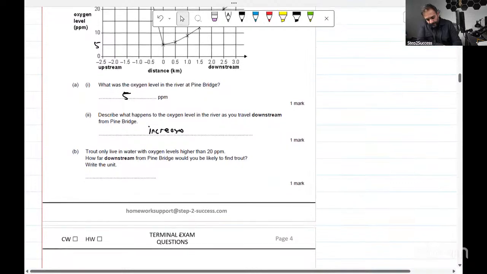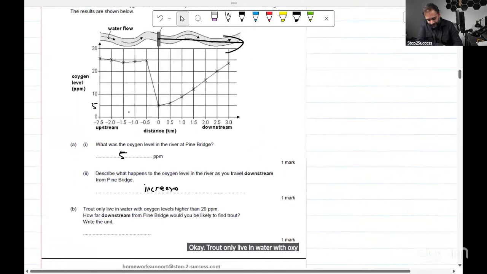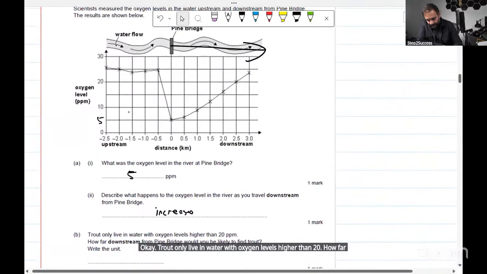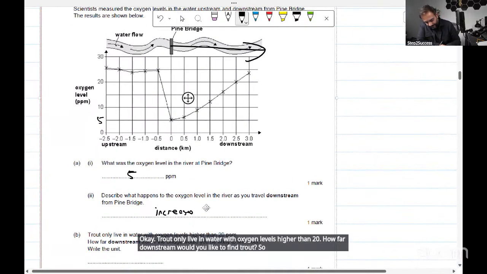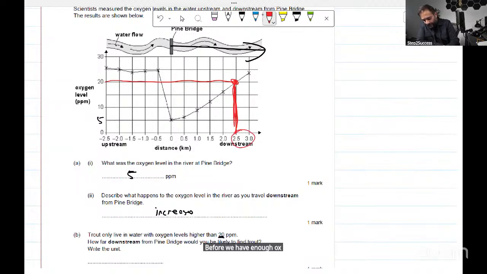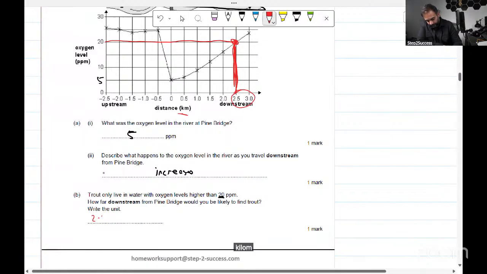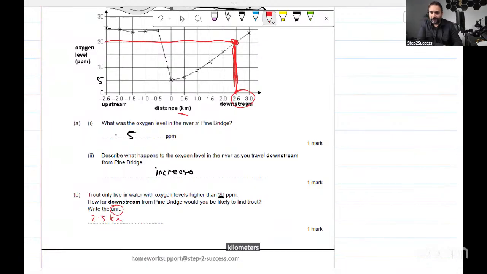Okay. Trout only live in water with oxygen levels higher than 20. How far downstream would you like to find trout? So what we need to do is get above 20 on this axis. So there's 20. So we need to get to here before we have enough oxygen. So 2.5 meters, or further than 2.5, not meters, kilometers. So 2.5 kilometers. You've got to say the unit.